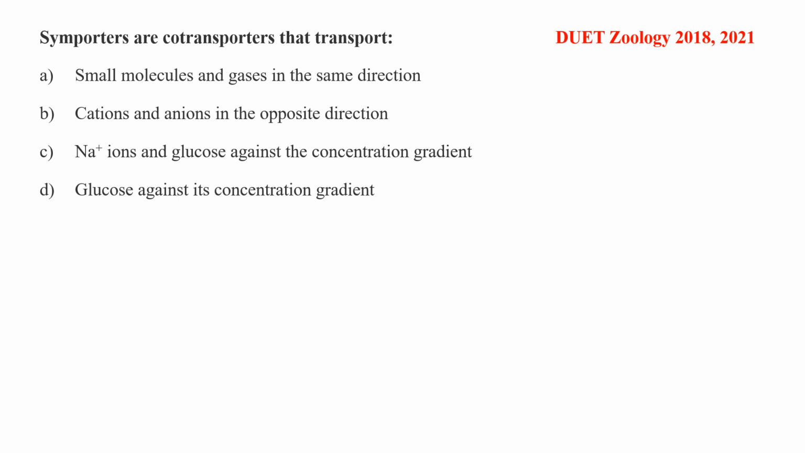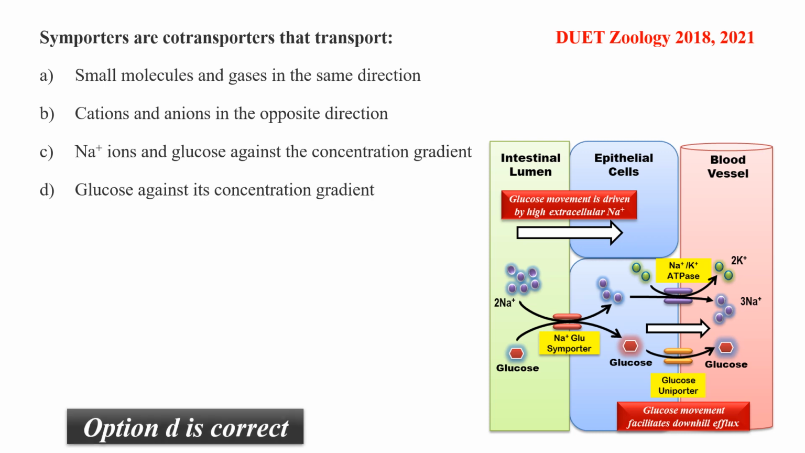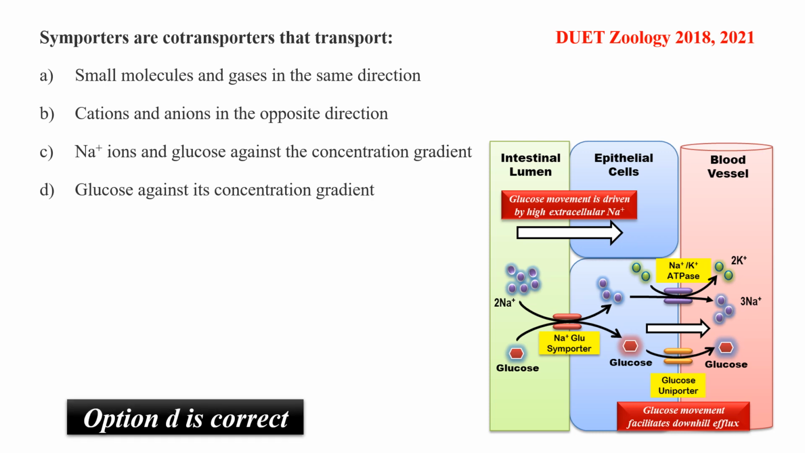For example, a sodium glucose transporter transports the sodium as per its concentration gradient, meaning from higher concentration to the lower concentration. Definitely there will be a force generated which will drive the movement of glucose against its concentration gradient, that means from low concentration to the higher concentration. And that's where in this case the option D would be the correct answer, that a sodium glucose co-transporter or symporter drives the glucose against its concentration gradient.